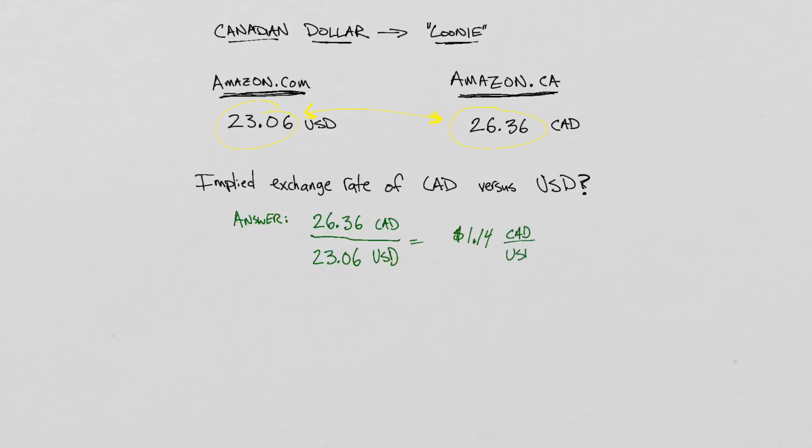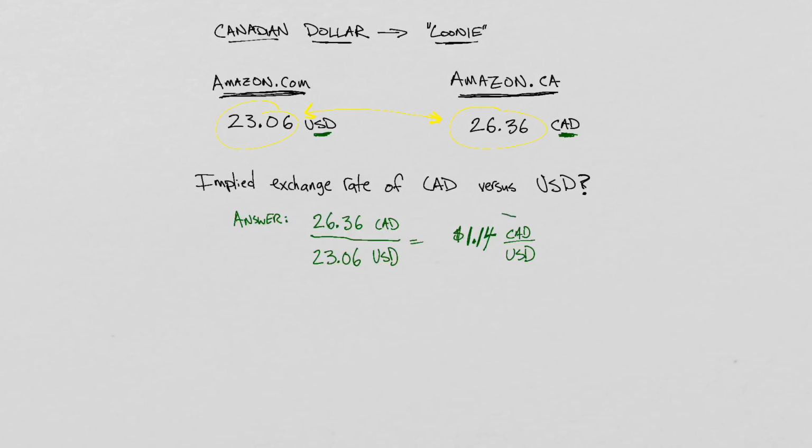CAD per USD. And I say this is an implied exchange rate because we didn't actually go onto the IMF or Bloomberg or some other financial website to get the exchange rate that's present in the spot market. Instead, we got the rate that was implied just by assuming that the value of these textbooks in the two countries is fundamentally the same, and so therefore their prices should only reflect the exchange rate.